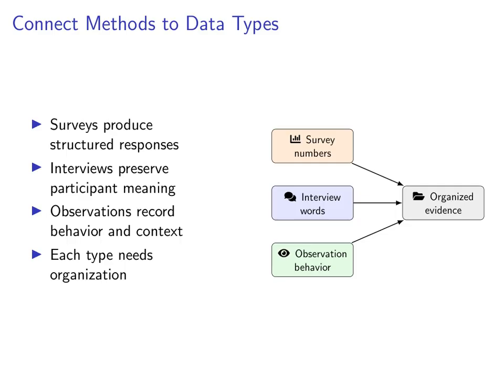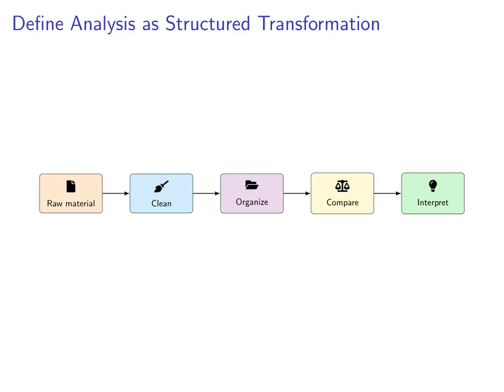A survey can show how many people selected a rating. An interview can help us understand how a person reached a decision. Both need careful organization before we compare them. Analysis is a structured transformation of research material into evidence that we can inspect and compare. It does not mean changing what participants said to fit our preferred answer.